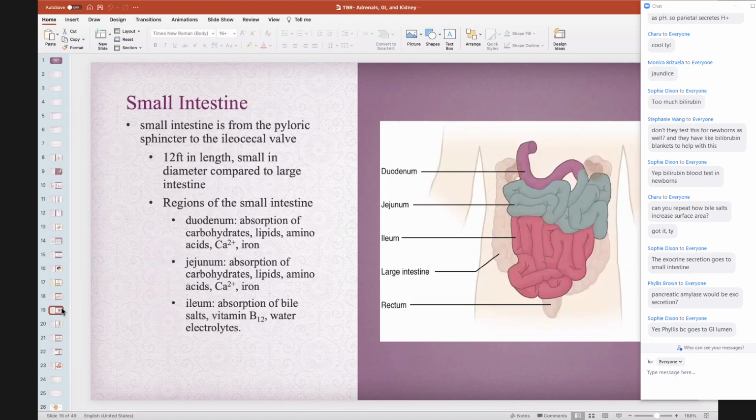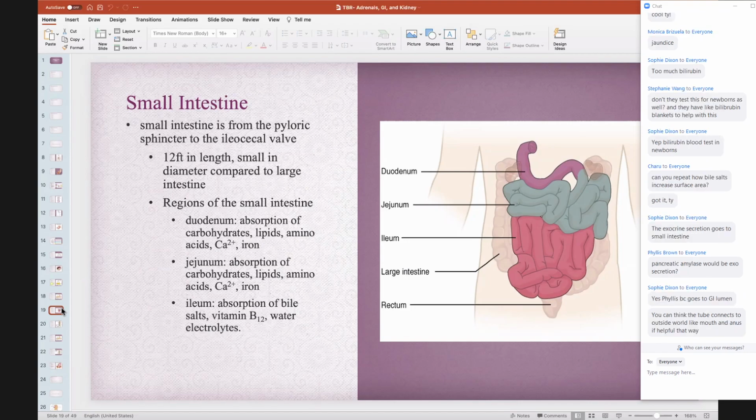So the small intestine, that's where we're at now. It extends from the pyloric sphincter, which is at the end of the stomach, all the way to the ileocecal valve, which is the border between the small intestine and large intestine. It is about 12 feet in length. It's very long, and this is where we start to get a lot of absorption. Previously, we've only been talking about digestion. There are three sections of the small intestine: the duodenum, jejunum, and ileum. This is where we'll start to see a lot of that absorption.